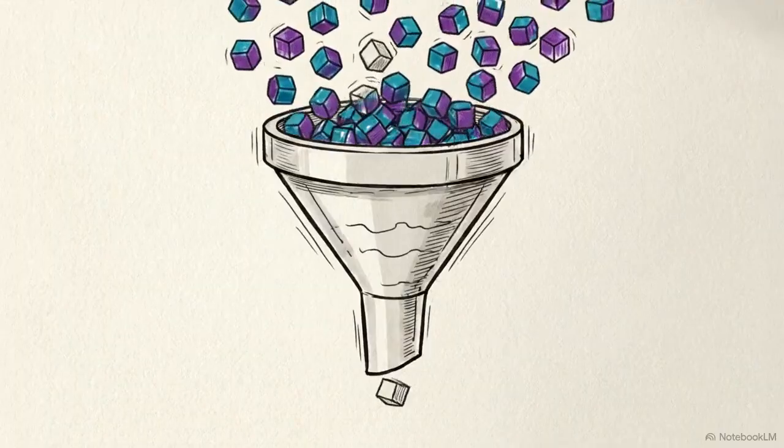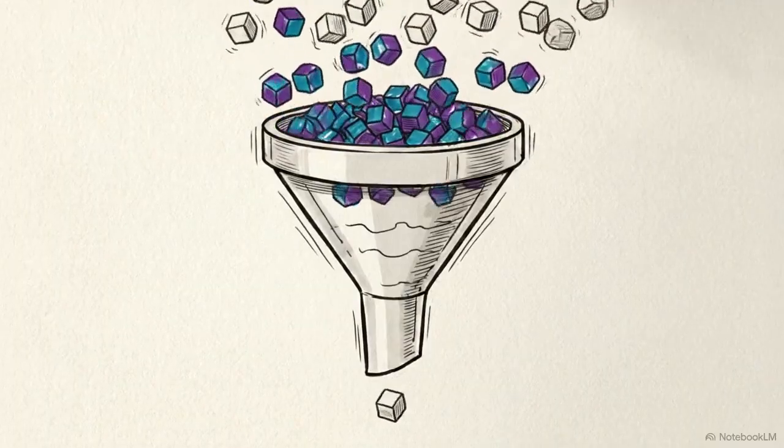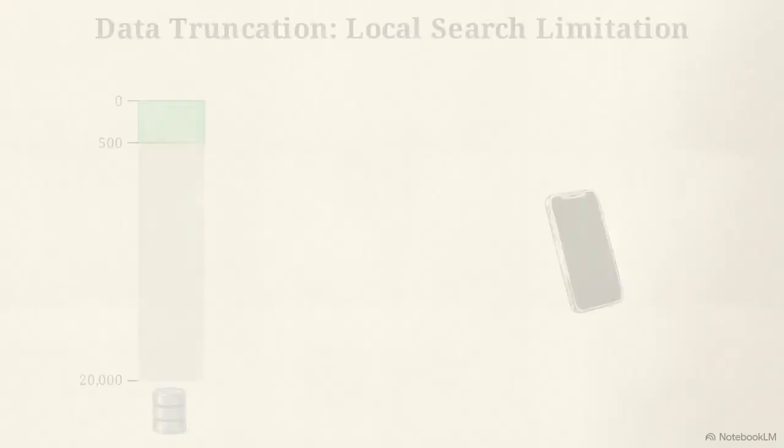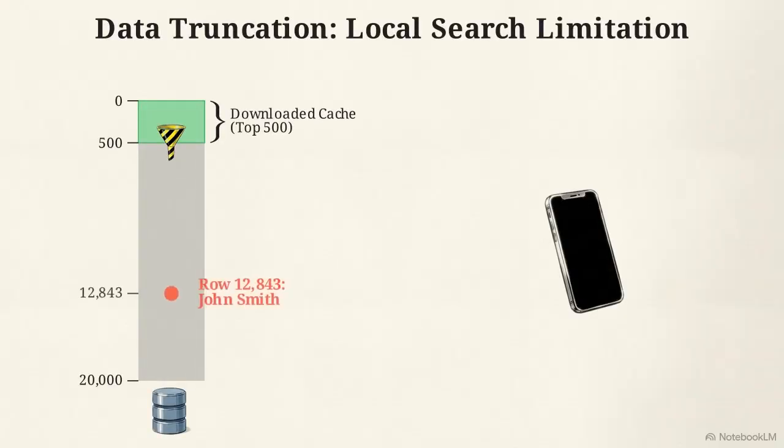When thousands of production records hit this funnel, the application only sees the small subset that clears the bottleneck. If an employee named John Smith is located at record number 12,843, he remains invisible. The local device never downloaded his row, so a local search will never return his name.